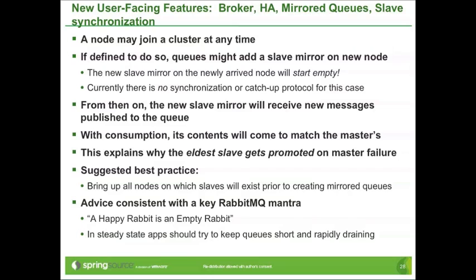And remember the key rabbit mantra, which is true of most messaging systems, really all of them, which is that a happy rabbit is an empty rabbit. The system works best when queues are kept relatively short and rapidly draining, and publishing and consuming are roughly balanced. Because if publishing and consuming are roughly balanced, then you're not accidentally using your broker messaging system as a database, and the size of these overhangs between masters and slaves, if you're using mirrored queues, is automatically minimized.